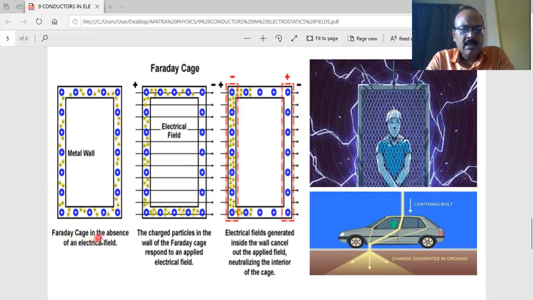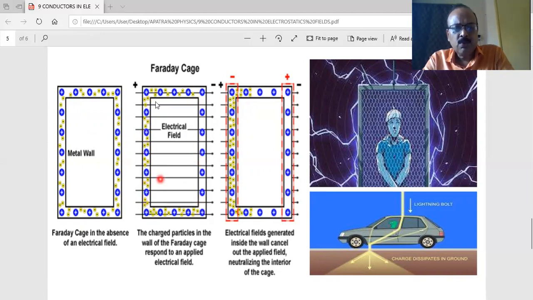Faraday cage in the absence of an electric field. When it is not subjected to an electric field, the charged particles are uniformly distributed over the whole wall of this Faraday cage. Let us suppose an external electric field is introduced. Due to the effect of the electric field, free electrons start to move, obviously in the direction opposite to the applied electric field, and here the negative charges are accumulated, and obviously this side will be positive.